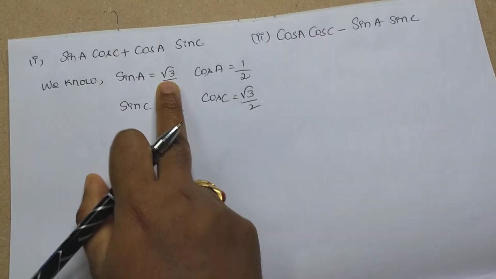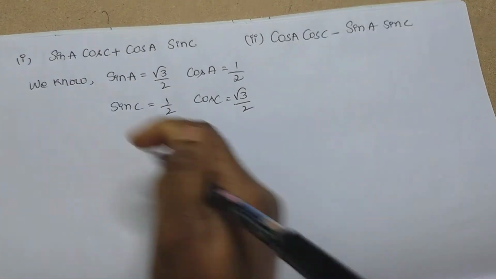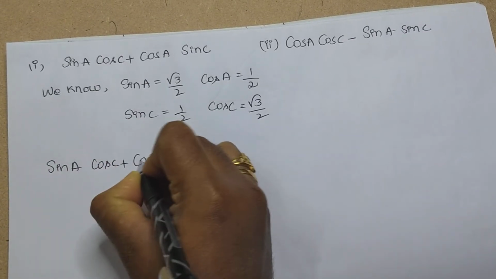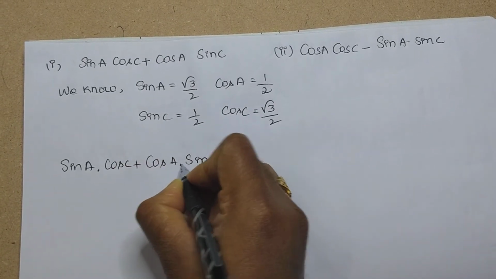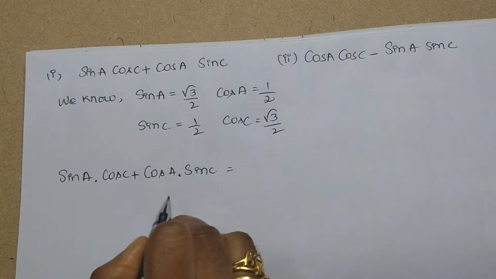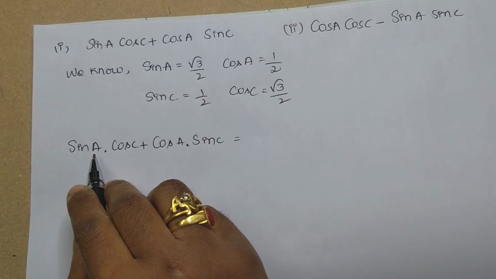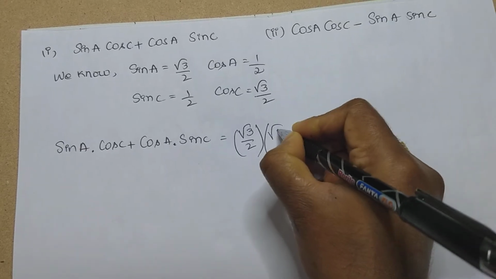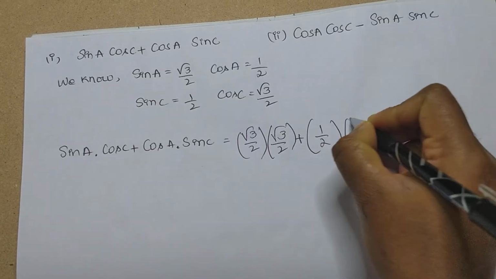So, till now we have obtained sin A, cos A values and sin C, cos C values. We just need to substitute the values in the first sub-question. So, therefore, sin A cos C plus cos A sin C equals, it's nothing but sin A into cos C plus cos A into sin C. Okay, this is nothing but into. So sin A into cos C can be represented as sin A cos C. So what is sin A here? Root 3 by 2 into, what is cos C? It is root 3 by 2 plus cos A. What is cos A? It is 1 by 2 into sin C. It is 1 by 2.